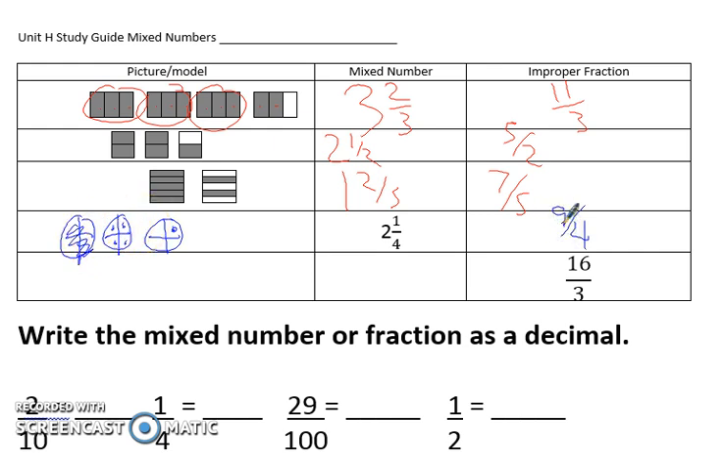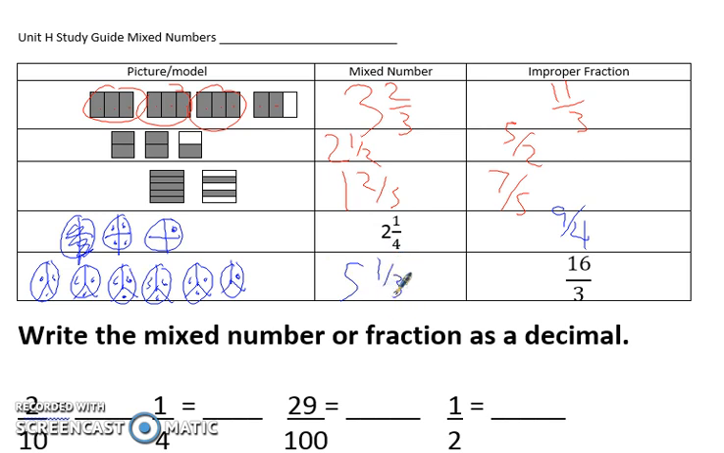16 thirds. Again, it's easiest to go to the picture first. So I'm going to make my picture. I'm cutting it into thirds. There's 1, 2, 3 thirds. Got to keep going. 4, 5, 6 thirds. 7, 8, 9 thirds. 10, 11, 12 thirds. 13, 14, 15 thirds. And I need one more. 16 thirds. So there's my picture. Then I count my whole ones. 1, 2, 3, 4, 5. And the fraction part is 1/3.